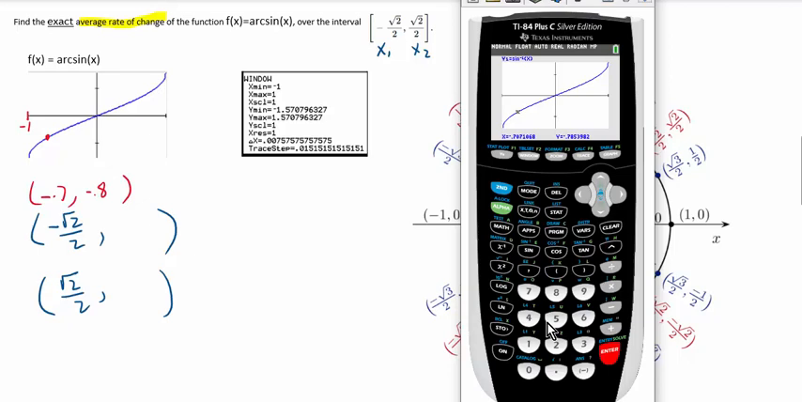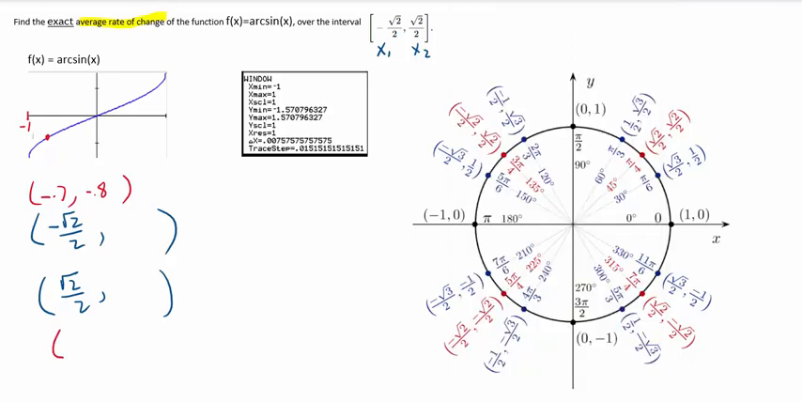Now I can type in the other x value of positive square root 2 divided by 2, press enter, and see that when x is square root of 2 over 2, or roughly 0.7, the y value is positive, roughly 0.8. So square root of 2 over 2 is roughly 0.7, and the y value came out to be roughly positive 0.8. So on the graph, that comes out to be somewhere around here.